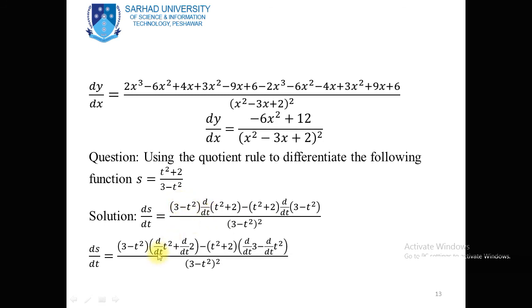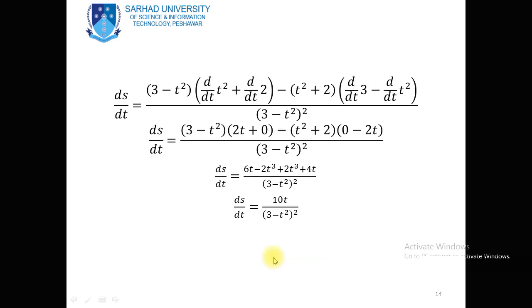So 3 minus t square into derivative of t square plus derivative of 2, minus t square plus 2 into derivative of 3 minus derivative of t square, divided by 3 minus t square whole square. Now derivative of t square will be 2t and derivative of 2 will be 0, and derivative of 3 will be 0 and derivative of t square will be 2t, like you see over here, divided by 3 minus t square whole square.